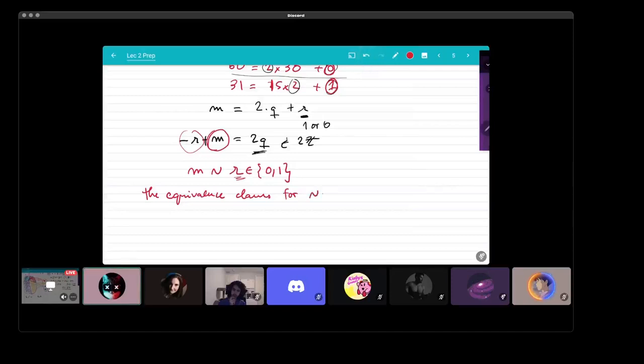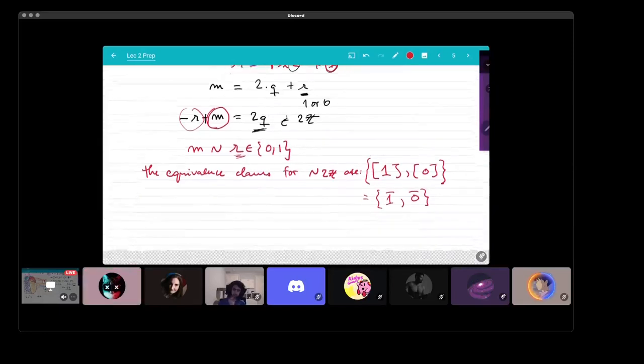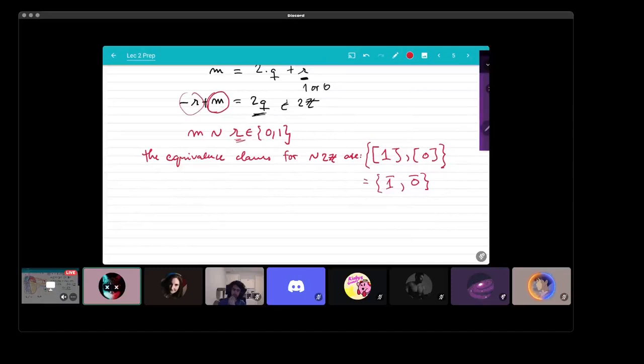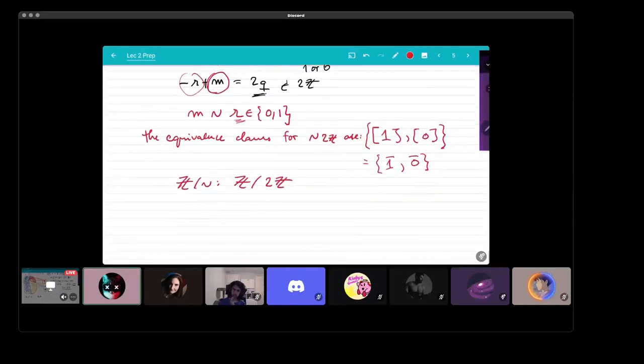let's write this Z, are precisely the equivalence class of 1 and 0, or also written as 1 and 0 for integers, and this quotient set is Z over 2Z.